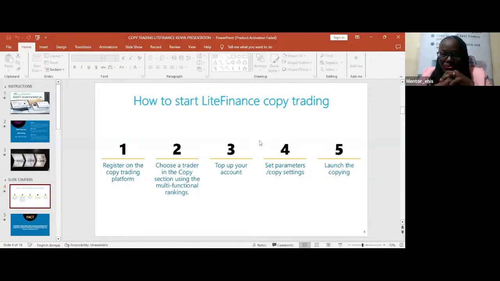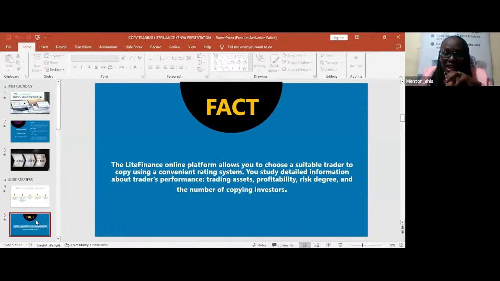Once you've done step 5, you will just wait. The work is on the trader to trade and to make profits. At the end of the day, you will log into your account and you will check and see today you made some points and some dollars. And one fact about this is that the Light Finance online platform allows you to choose a suitable trader to copy. There are some conditions that Light Finance have availed. This platform is so transparent that you can see traders who are losing money and traders who are making money. It is very transparent. You can see the wins and the losses. So that's one fact about it.